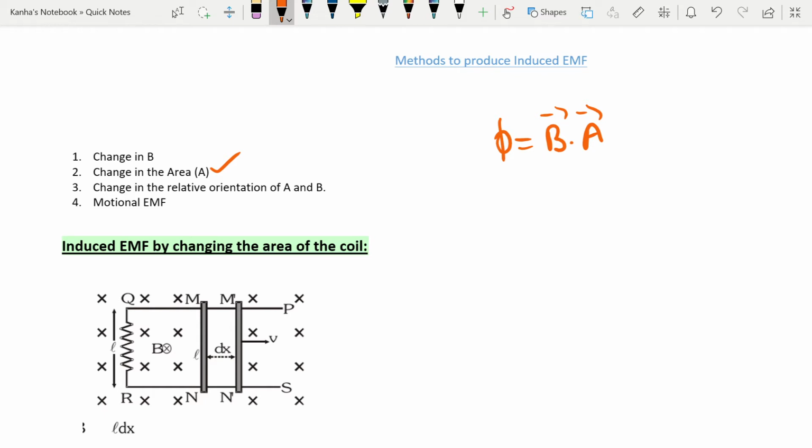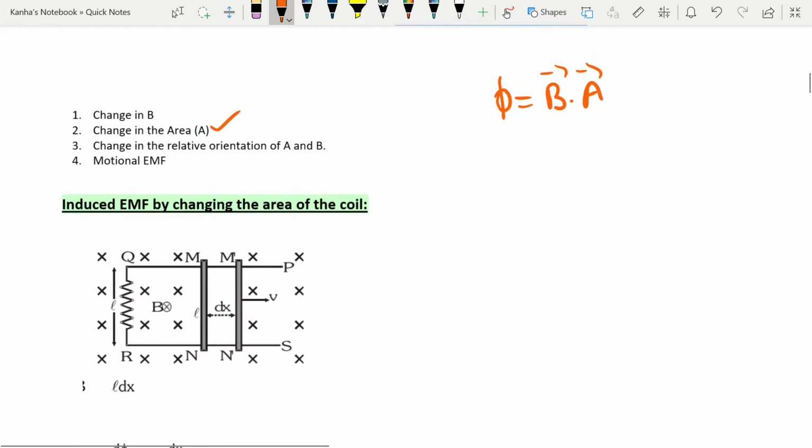We can change the relative orientation of A and B using something known as the motional EMF. So let's first look at one of the favorite problems of all the examiners, which is induced EMF by changing the area of the coil. I've given a diagram here in front of you, and I expect you to look at it carefully. So what do you see in the diagram? You see that there is a U-shaped frame of wire given by PQRS.